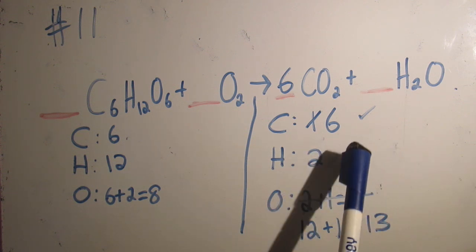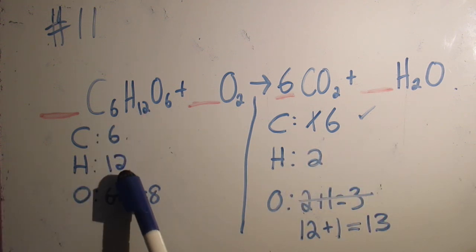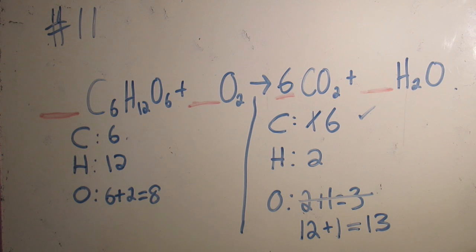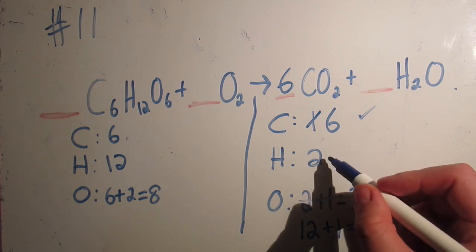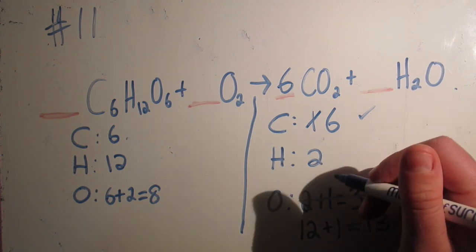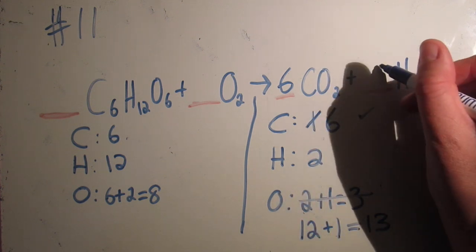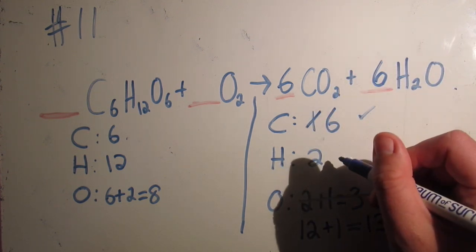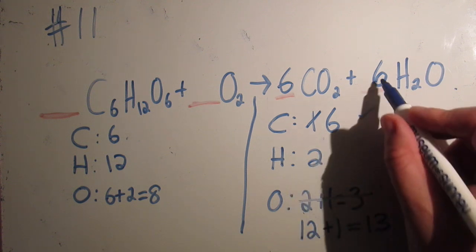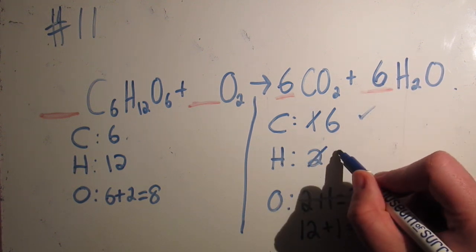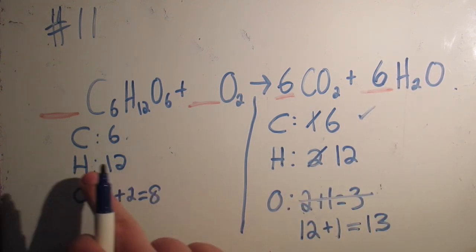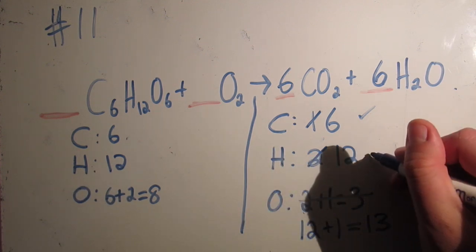So I'm just going to keep going down the list here. So hydrogen is next. So we've got 12 over here and 2 over there. Simple solution is 2 times something to give us 12. So 12 divided by 2 is 6. So I'm going to put another 6 here. So I've got 6 times 2, so that's going to be 12 now. So my hydrogens, okay, they're good here.